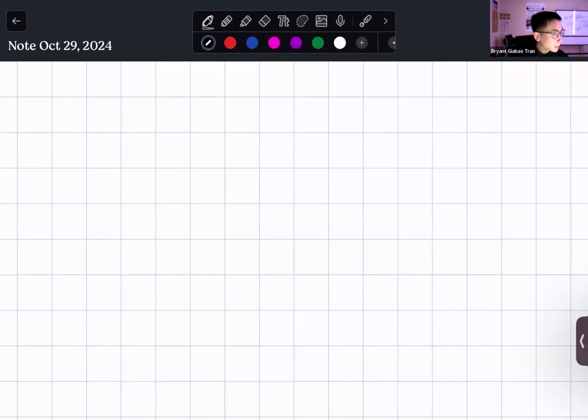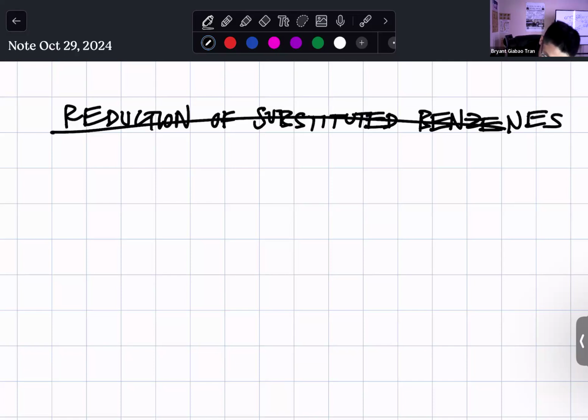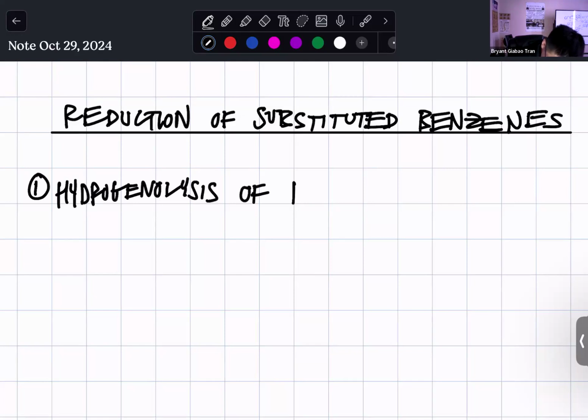So yesterday we ended off with the oxidation of substituted benzenes. Now let's talk about reduction of substituted benzene. He gave you 2 reduction reactions here. One is going to be hydrogenolysis of benzylic ethers.